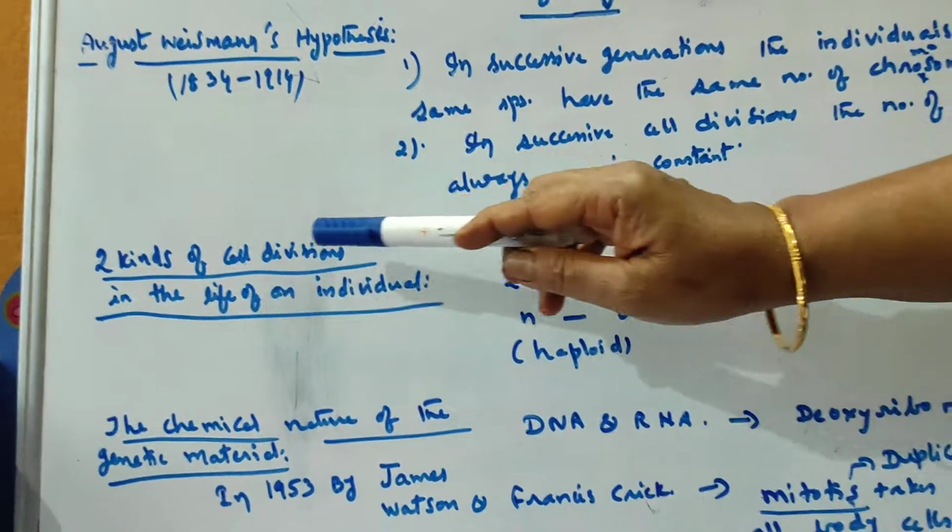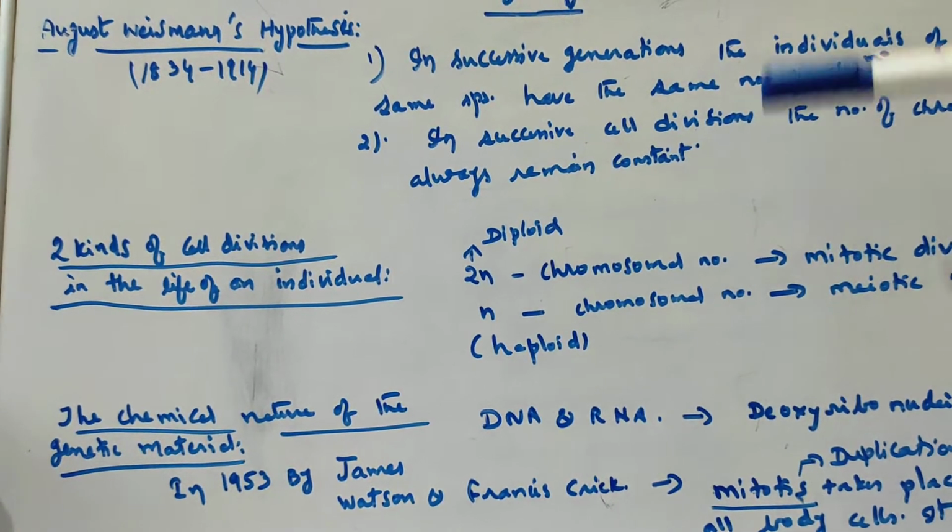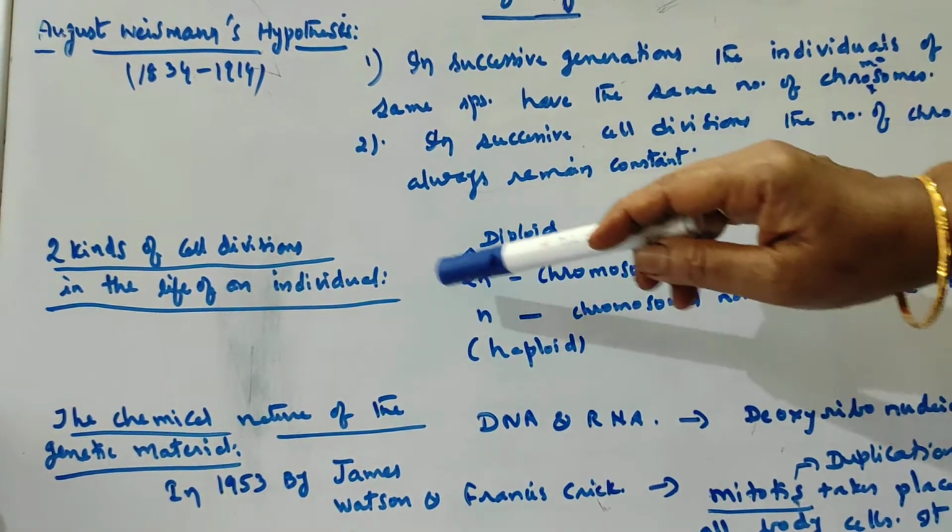Then 2 kinds of cell divisions in the life of every individual. So every individual, all the living beings, will show 2 kinds of cell divisions.